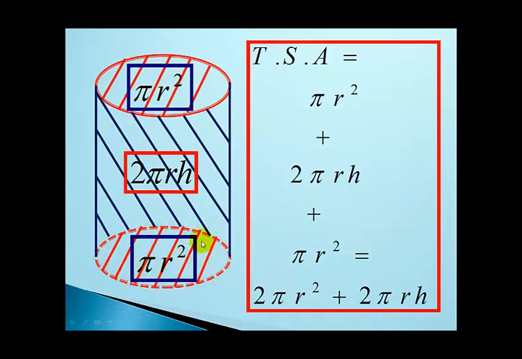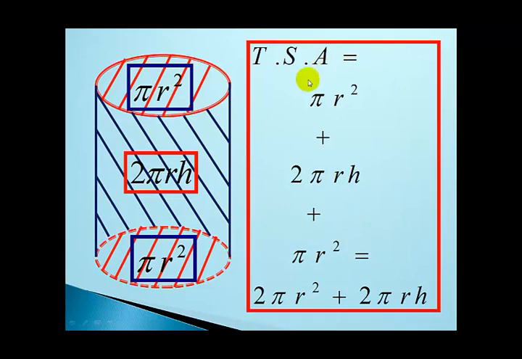So if you are calculating the total surface area of a closed cylinder, it means that we have to add the areas of the three regions. That's the circular end at the top, the curved surface area, and the circular end at the bottom. So the total surface area is equal to pi R square plus 2 pi RH plus pi R square.